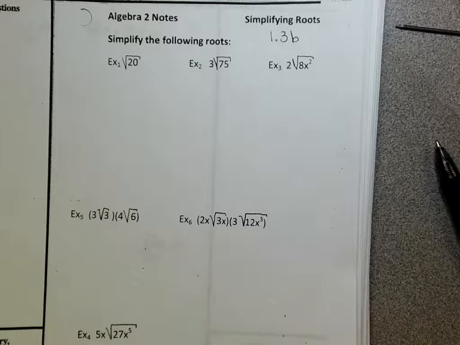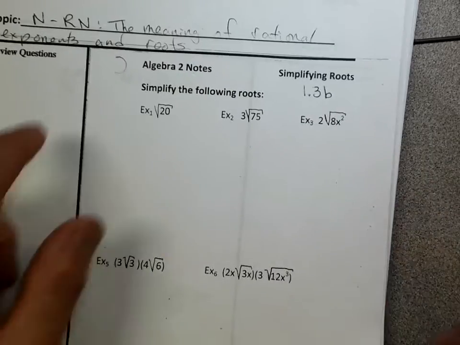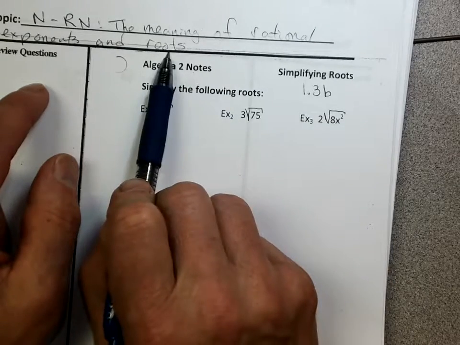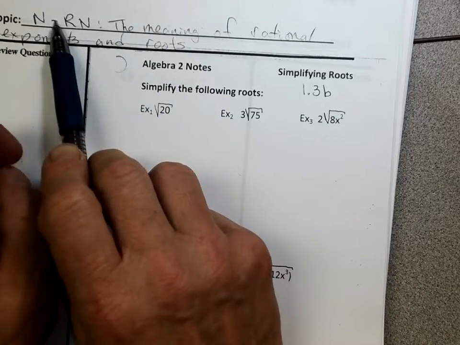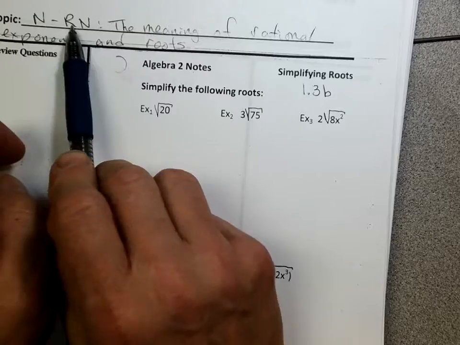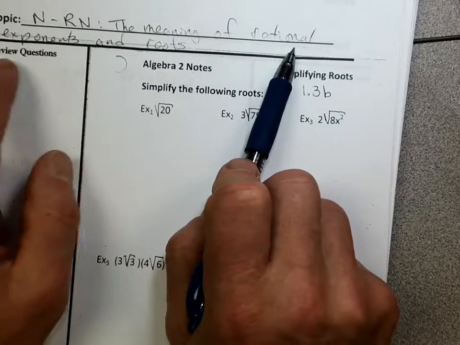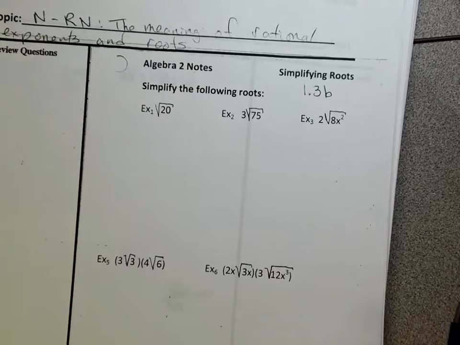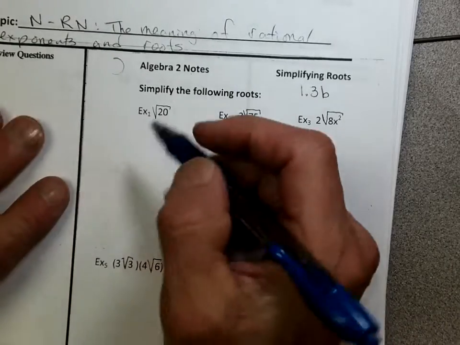So, we did a little bit of these yesterday, but we're going to go into more of them as we go. But the Common Core is really the meaning of rational exponents and roots, okay? So it's a number theory with roots, okay, rational theories. So it's the meaning of rational exponents and roots, okay? We're doing roots today. So example 1, well, that's easy. We've talked about that before.